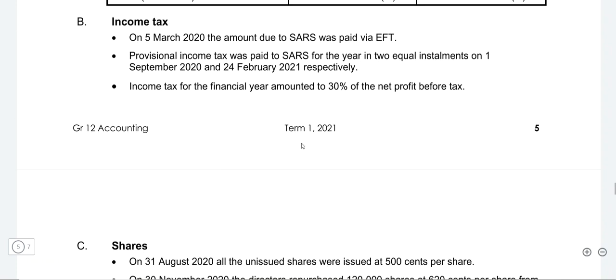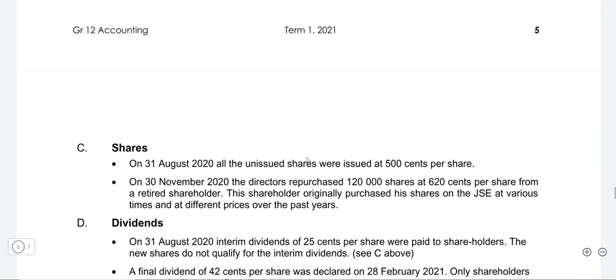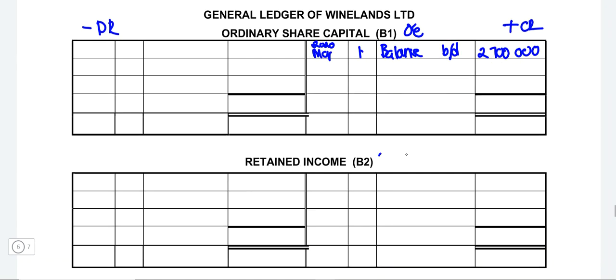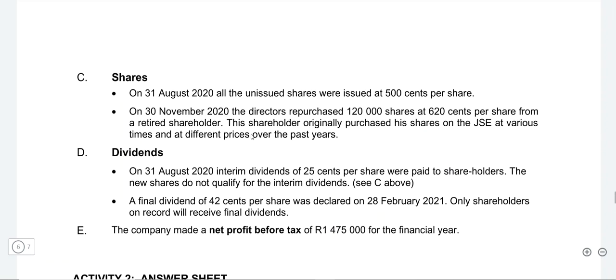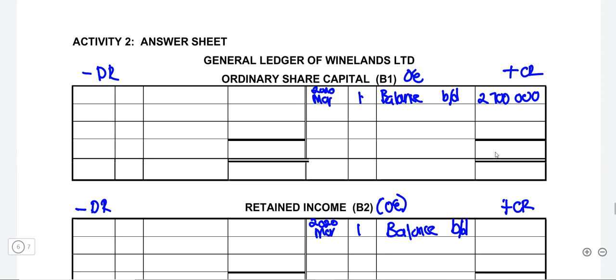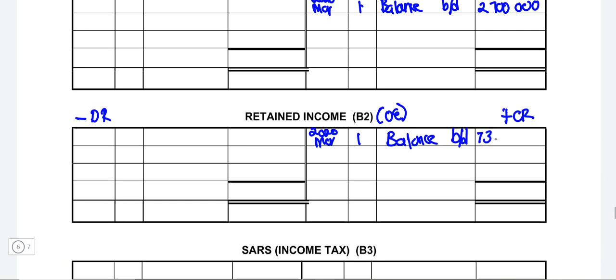Our second account is our retained income, so we need to check how much the retained income is. Remember, our retained income is also an owner's equity account, so it increases on the credit side and it is reduced on the debit side. So you must always try to remember the signs. We are going to have our opening balance here, so it will be 2020 March the 1st, and then we have our balance brought down. This is also known as your opening balance, but you can't write opening balance, you need to write balance brought down. So our opening balance for this is 737,100, so we'll definitely write that 737,100 so that we can get that 1 mark for the opening balance.